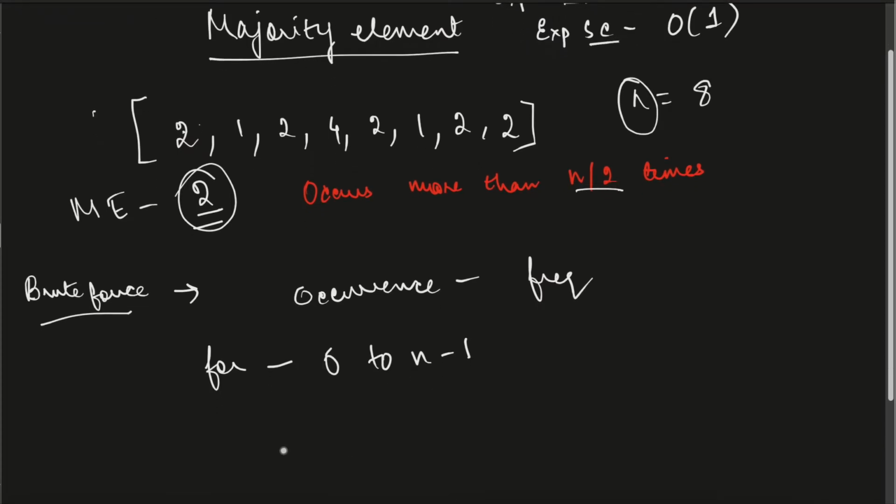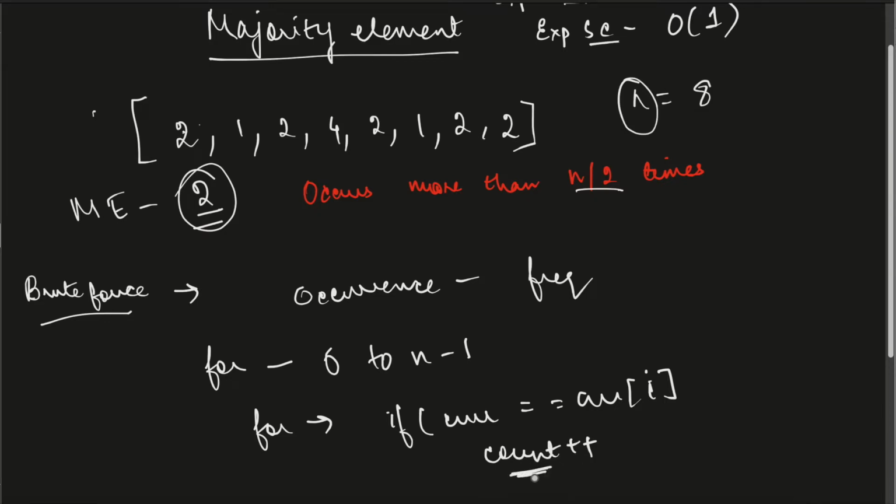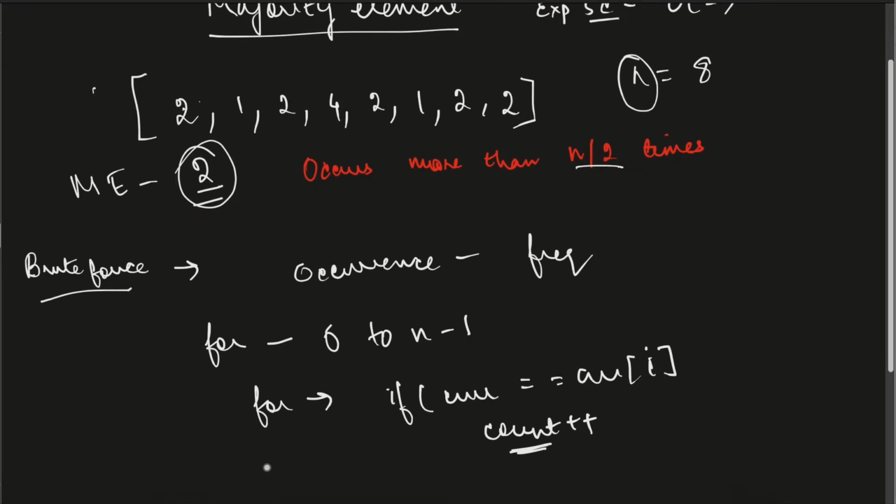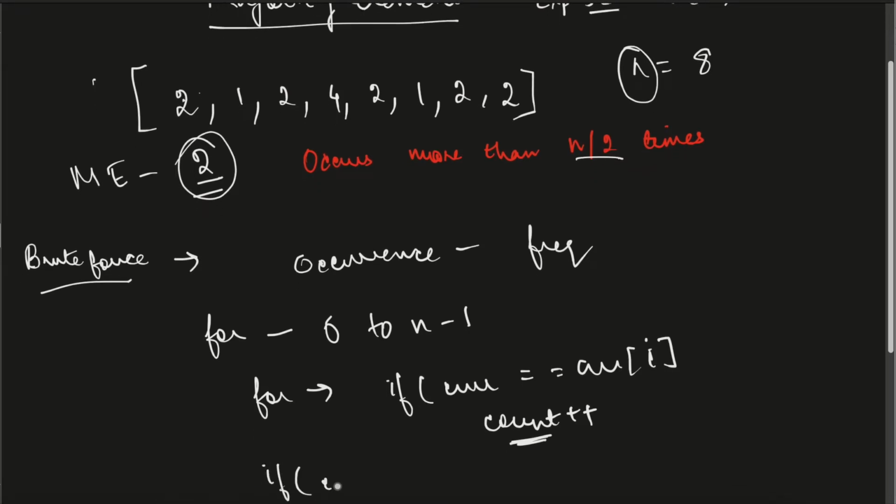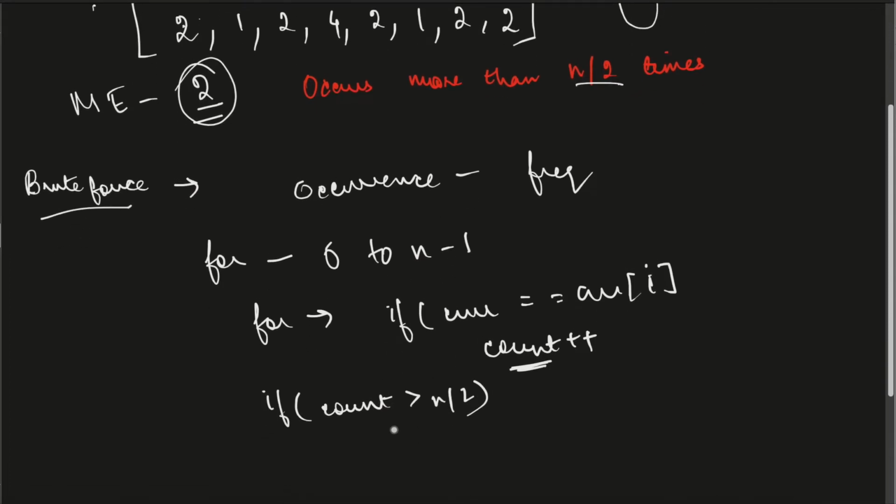I also need to track the occurrence of an element. So for that I'll use another loop and inside this loop I'll have the logic to track how many times an element has occurred. So inside this inner loop what I can check is if the current element is equal to the element at the ith index, then count plus plus. This count variable we can take to track the frequency of every element. And then outside the inner for loop, I can simply check if the count collected so far is greater than n by 2, then that element is the majority element.